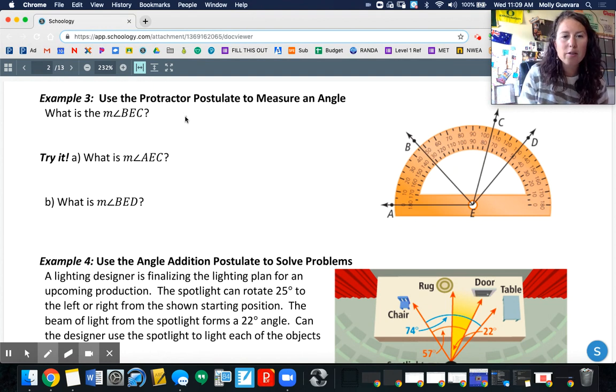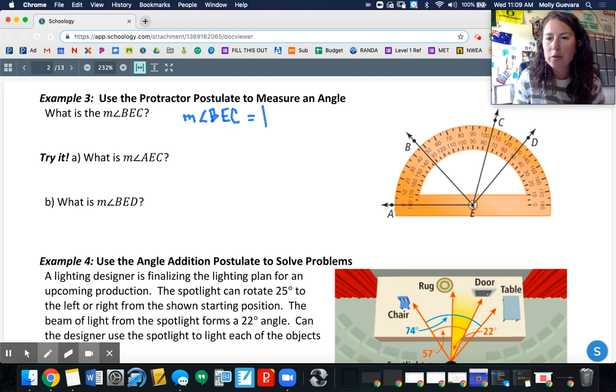So again, I'm going to use absolute value. So the measure of angle BEC is equal to the absolute value. So B is, we can estimate, here's 40, here's 45. It's kind of in the middle. Let's say 47.